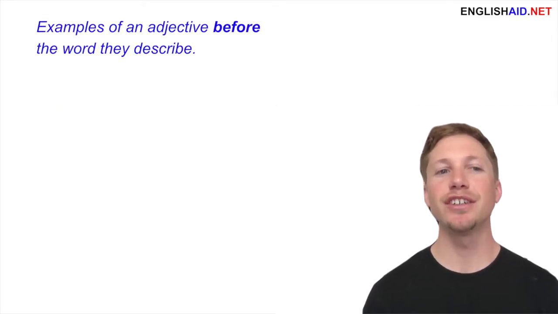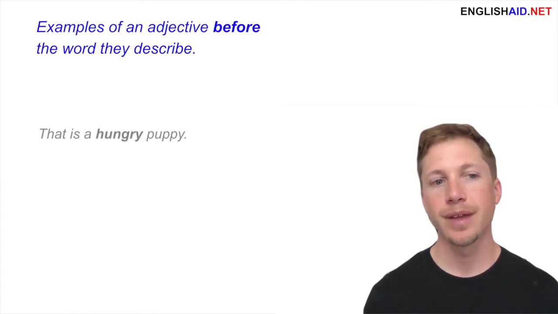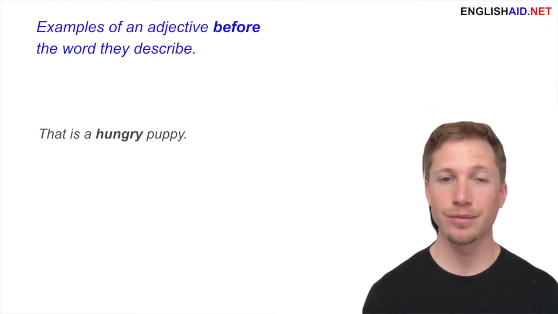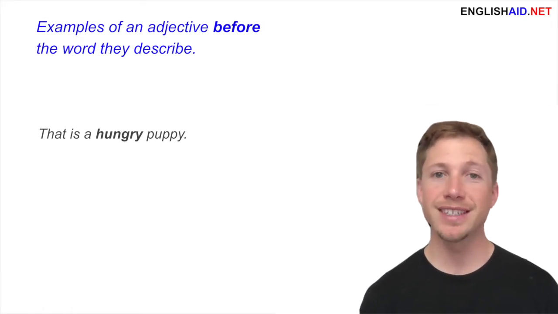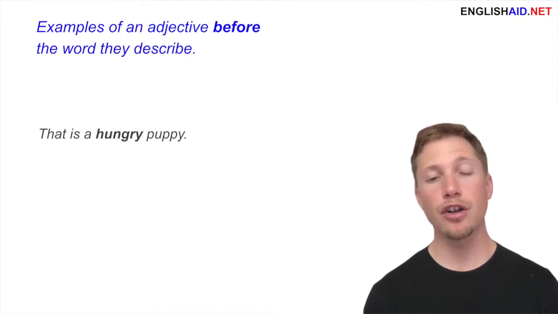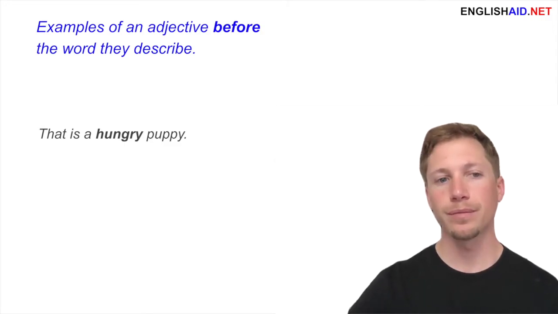Examples of an adjective before the word they describe. That is a hungry puppy. Now, puppy is the noun being described as being hungry. So hungry is the adjective that describes the puppy. Let's look at one more.